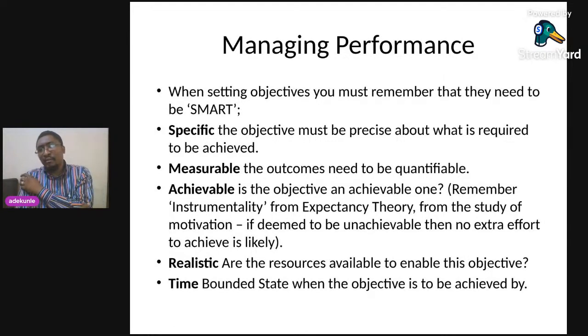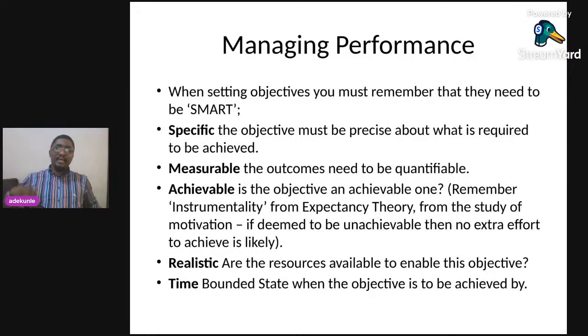And of course, when you're setting an objective for yourself, whether management by objectives, organizational management, or individual management for your staff, we say it must be SMART. SMART means that it must be specific, the objective must be precise. Measurable means that the outcome needs to be quantified.